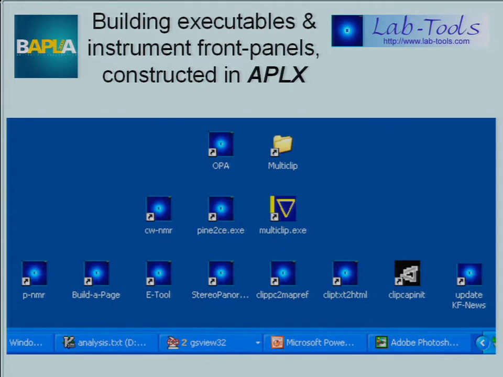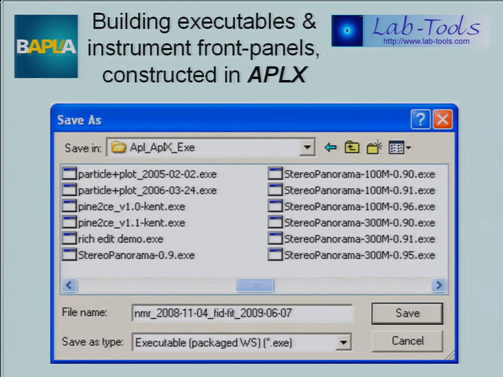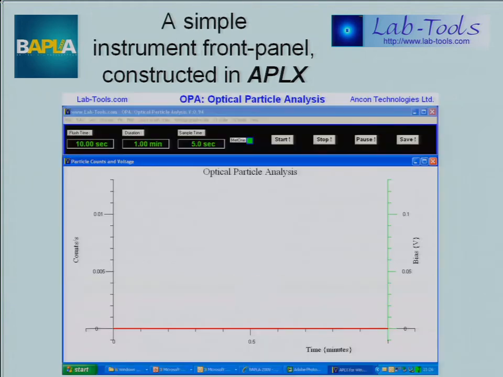Others are far more complicated. They're easy to build once you get a working thing in APLX. You just save it and you select .exe instead. And you've got it. That doesn't build you a GUI, but that does build you an executable. And some of these are mostly GUIs.